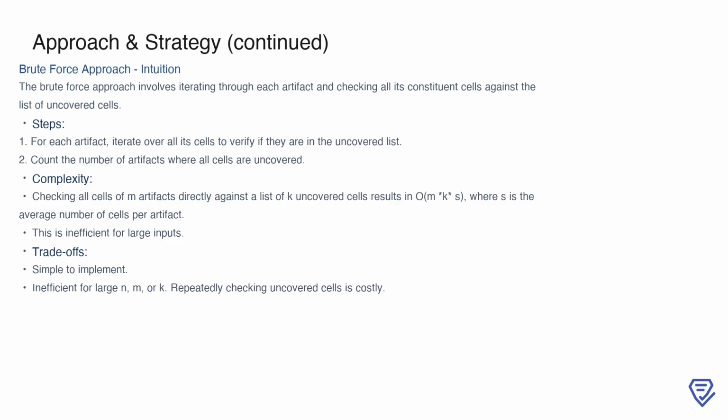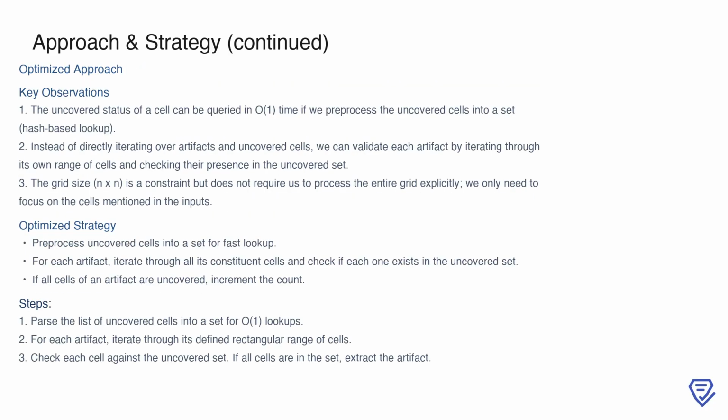This is because, for each cell, we would perform a linear search through the uncovered cells list. While this approach is simple to implement, it is highly inefficient for large grids or datasets due to the repeated and costly checks for each cell in the uncovered list. To improve efficiency, we can use an optimized approach based on key observations.